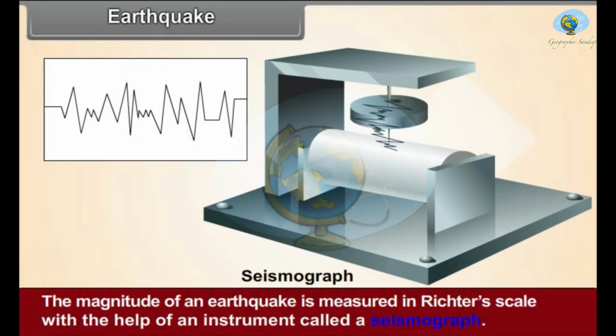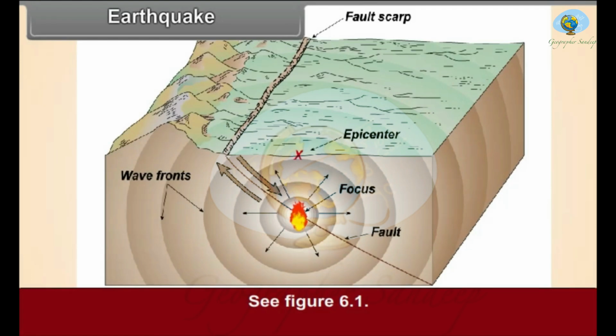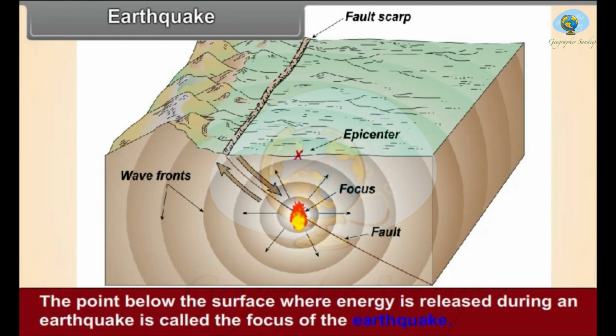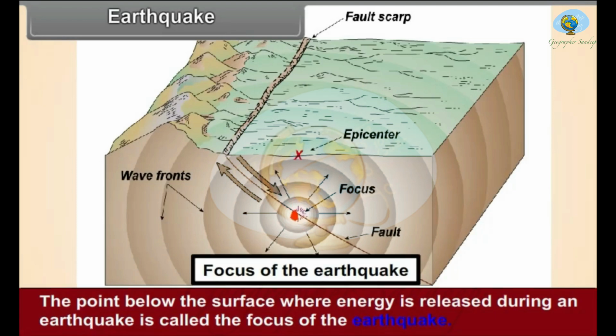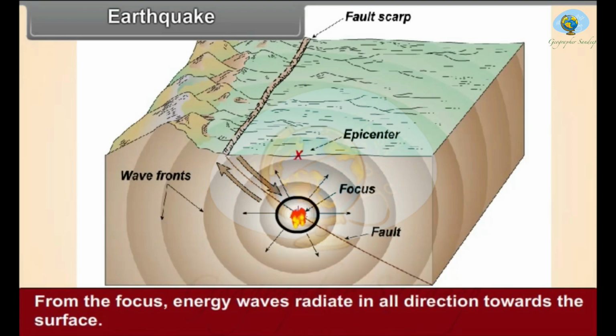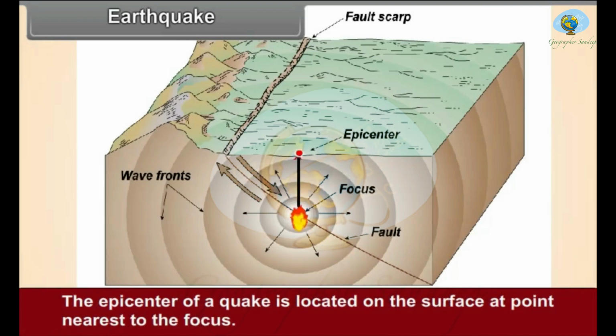See figure 6.1. The point below the surface where energy is released during an earthquake is called the focus of the earthquake. From the focus, energy waves radiate in all directions towards the surface. The epicenter of a quake is located on the surface at the point nearest to the focus.